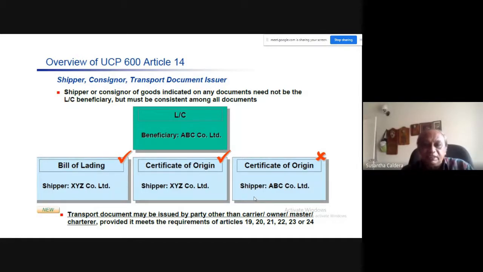Certificate of origin, XYZ company. Right? No issue. Certificate of origin, shipper ABC company limited. Right? Certificate of origin shipper, shipper ABC company limited.